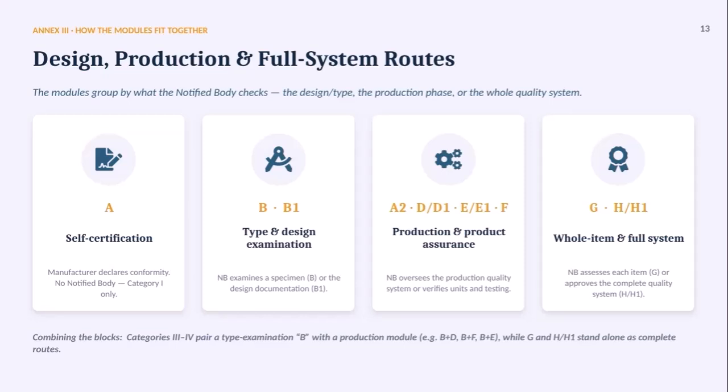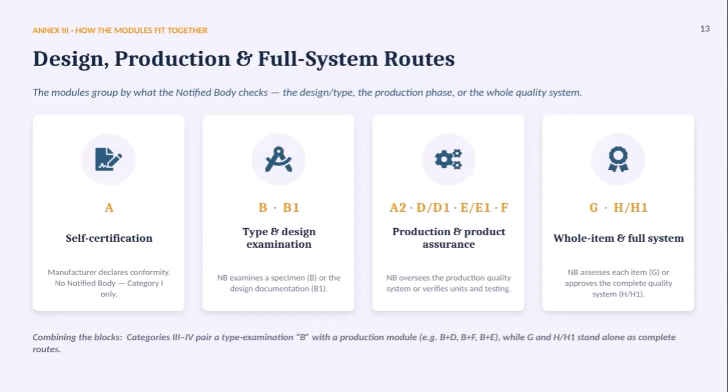Next, we have Modules B and B1, which deal with type and design examination. In these modules, the notified body either examines a specimen directly, as in Module B, or reviews the design documentation, as in Module B1. Moving on to Modules A2, D or D1, E or E1, and F, these focus on production and product assurance. In these cases, the notified body oversees the production quality system, or verifies individual units, and conducts testing to ensure consistency and compliance.